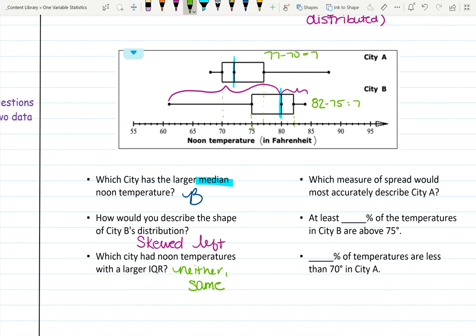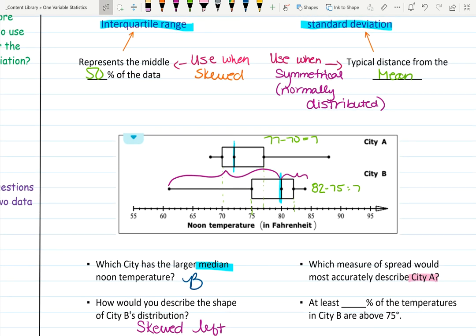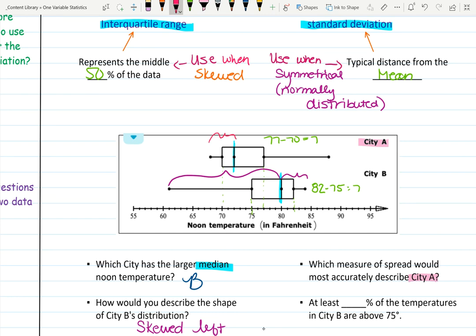Which measure of spread would most accurately describe city A? So when you're deciding which measure of spread, IQR versus standard deviation, which we're going to talk more about next week, which would be more accurate? Which one would describe it better? Well, city A, is it symmetrical or is it skewed? Compare that left half to the right half. I'm going to say it's definitely skewed. I would say this one is skewed right. So which measure do we use when it's skewed? We use that IQR, that interquartile range.